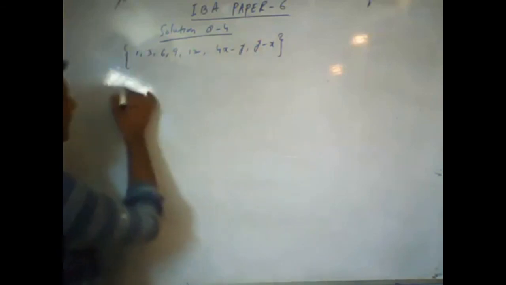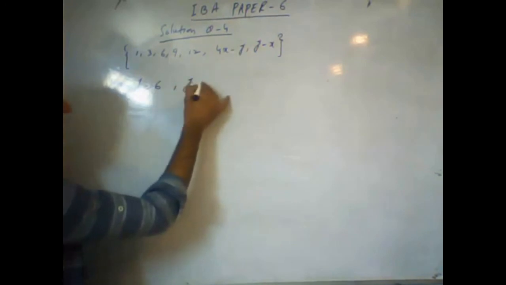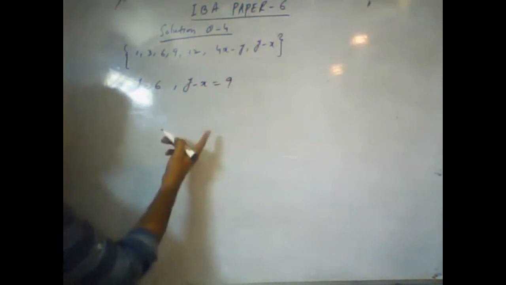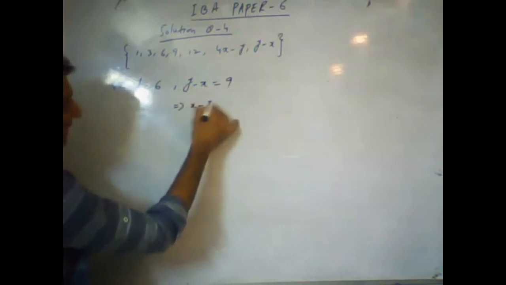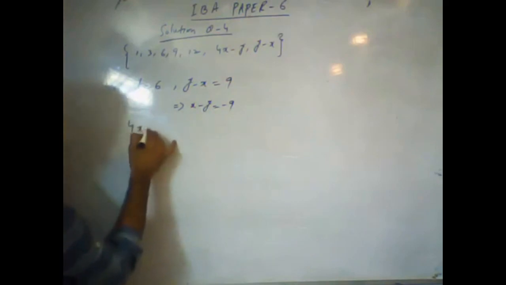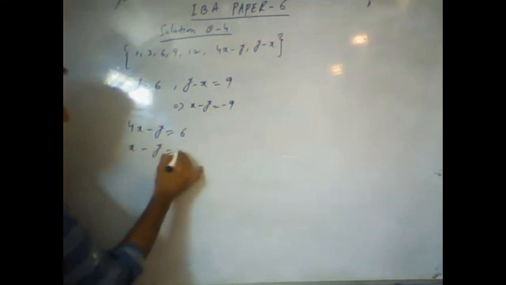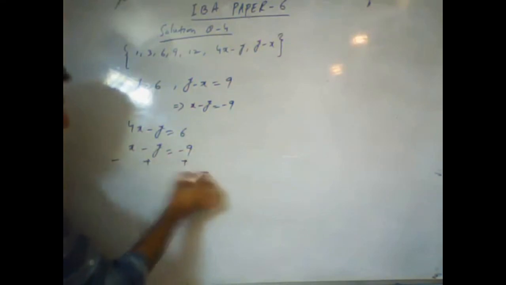So we start with 4x minus y is equal to 6 and y minus 6x is equal to 9. We have to solve these two equations. We just manipulate; this will be x minus y is equal to minus 9. To eliminate, we take 4x minus y is equal to 6 and x minus y is equal to minus 9, and we will subtract the two equations.